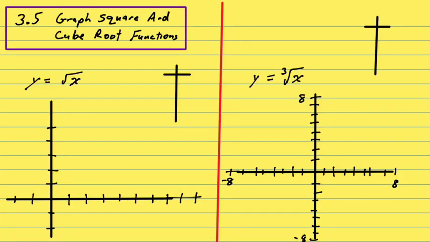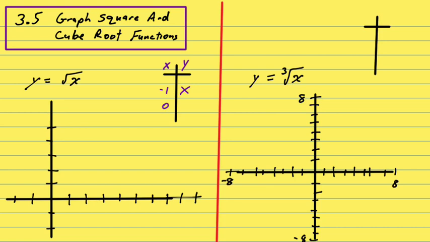Okay, today we're talking about 3.5 Algebra 2, graphing square and cube root functions. I set up a square root of x and I set up a cube root of x. You can always do them by simply making an x, y table. The square root of negatives you cannot use.